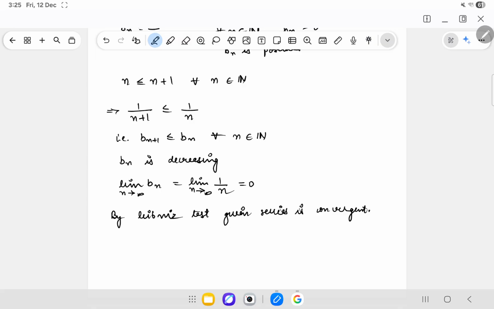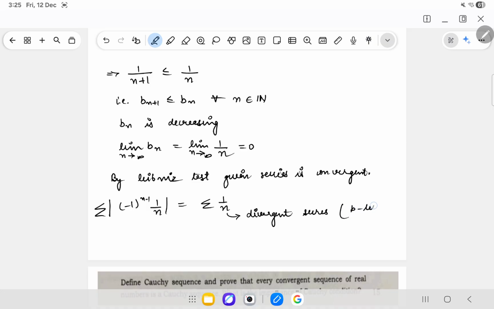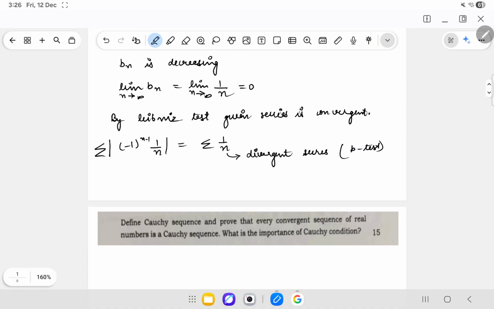Now we'll check its absolute convergence. So if I evaluate the summation of |(-1)^(n-1) times 1 by n|, it will be equal to summation 1 by n, which is a divergent series. We can say that using the p-test. So from here we can say that our given series is convergent but not absolutely convergent.